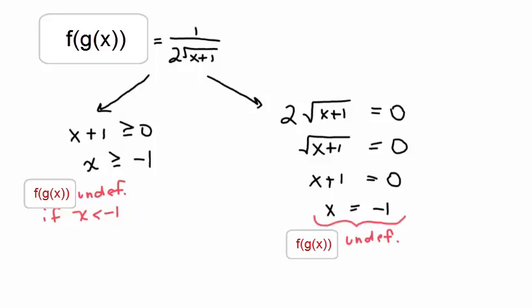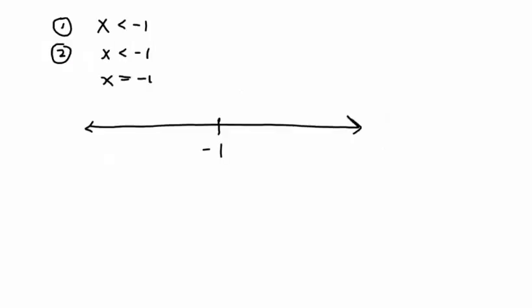We're not going to be able to input negative 1 into f composed with g because that's going to cause our function to be undefined. Putting together our three restrictions, we have the following. We have x less than negative 1, x less than negative 1, and x equals negative 1 are all going to be values of x that cause f composed with g to be undefined.